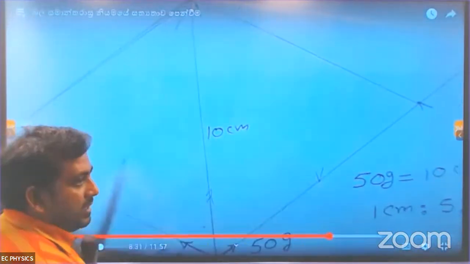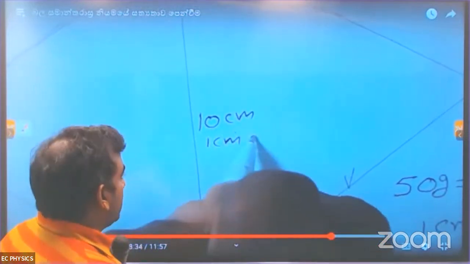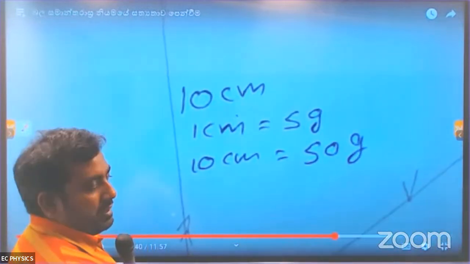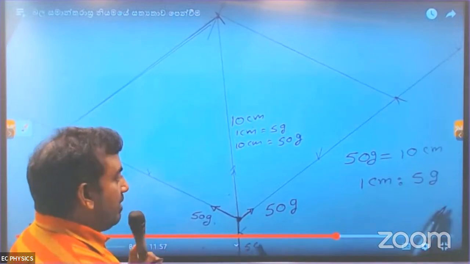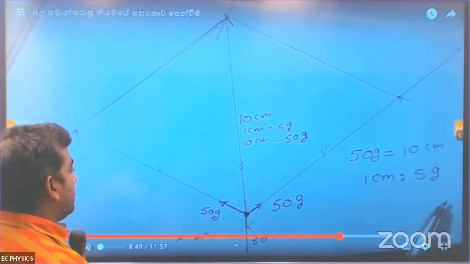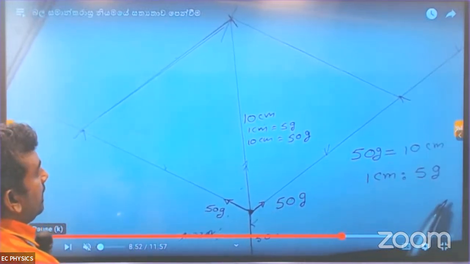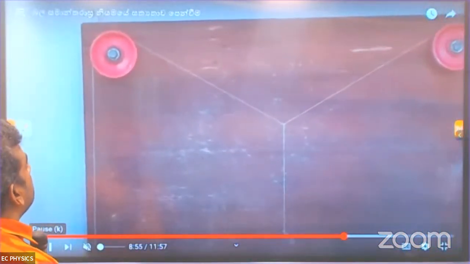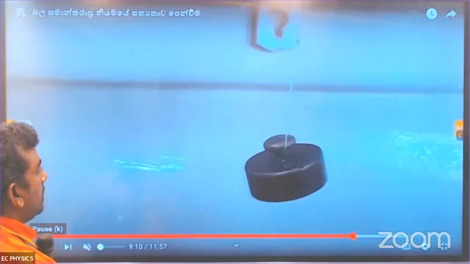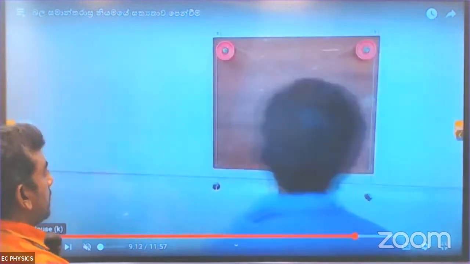So 1 centimeter is 5 grams means 10 centimeters is 50 grams. So the center weight also is 50 grams. If you want, you can measure its weight using a triple beam balance, and both will be approximately the same. If both are the same, what happens? The principle is correct. Unknown value can be found as well. 50 grams.